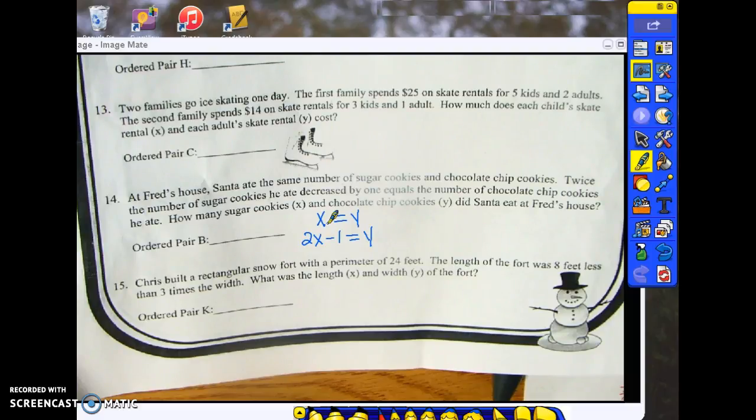I'm going to take, if 2x minus 1 equals y, I'm going to take this 2x minus 1 and I'm going to plug it in for y in the other equation. I'm going to substitute y for what it's equal to. x equals y, so y is 2x minus 1. I'm going to get the variable to one side. Negative x equals -1. I can't have a negative variable, so I divide by -1 and get that he ate 1 sugar cookie. How much he ate in sugar cookies is equal to how much he ate in chocolate chip cookies. So my ordered pair is 1, 1. I'm going to go to the right 1, up 1, and label it B.